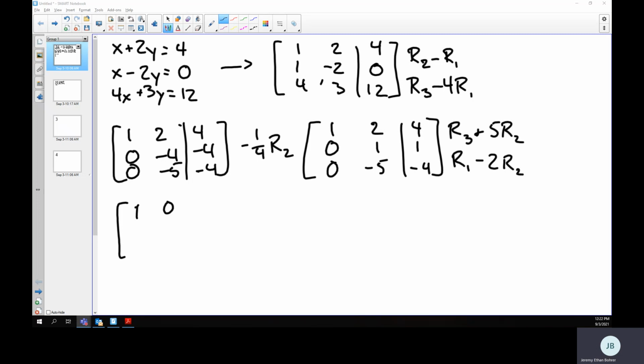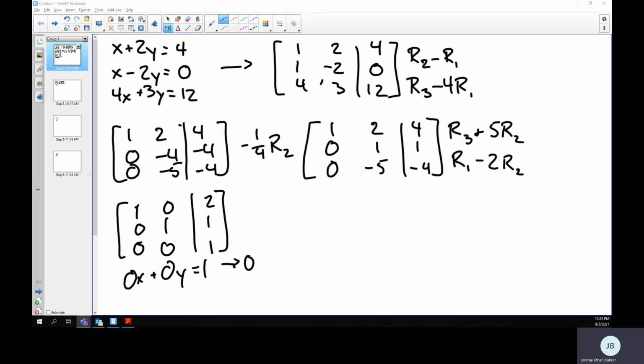So we get 1, 0, 1, 0, 2, because we had to subtract 2 row 2. 0, 1, 1, no problem. And now 0, 0, 1. And there we have a problem because we have 0x plus 0y equals 1, which means 0 equals 1, and thus reality breaks. 0 does not equal 1, so there are no solutions.